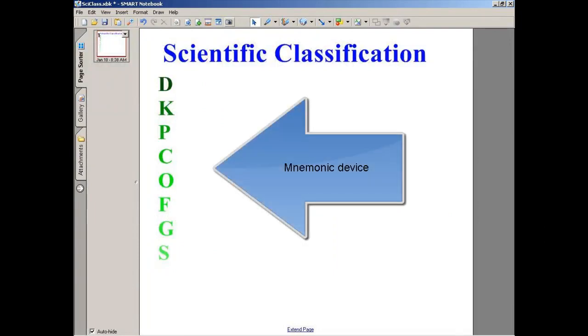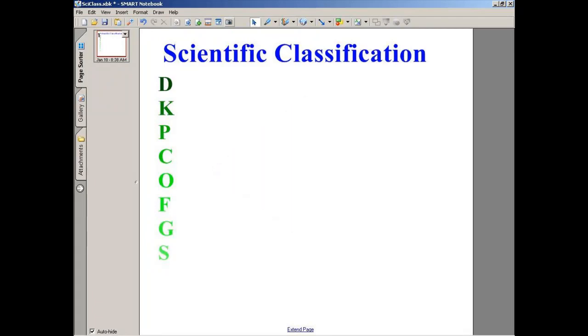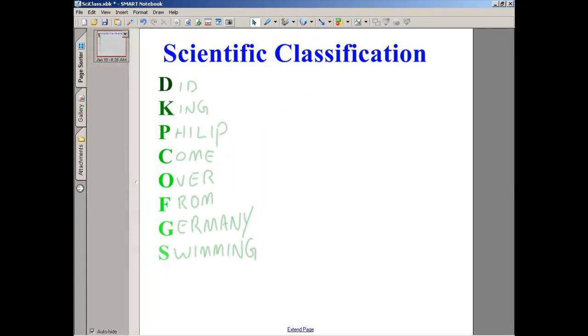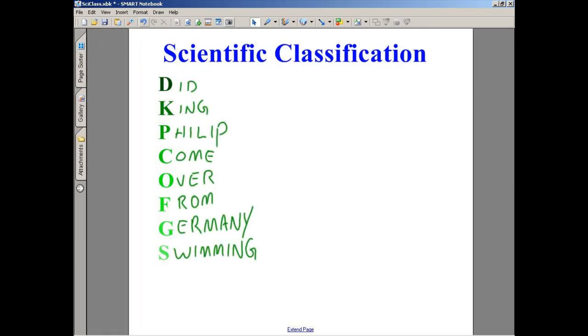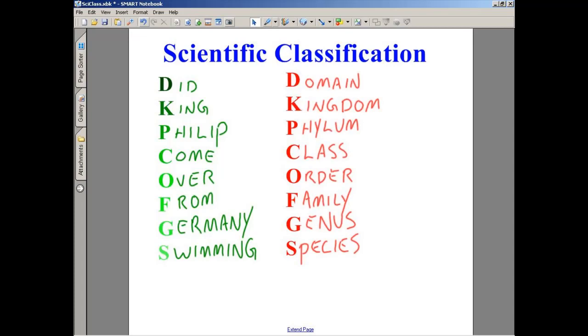So, scientific classification system. This is a mnemonic device to help us learn the order that it goes in. A mnemonic device is a way to have an ordered list and put a saying with it, such as, "Did King Philip come over from Germany swimming?" This sentence will help us remember the order that these letters go in. So let's put the letters over here and learn what they really mean in the scientific classification system. Remember, that mnemonic device is just to help us remember this order.